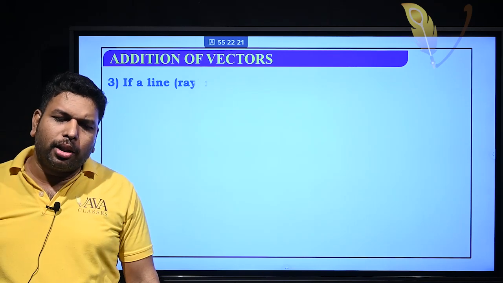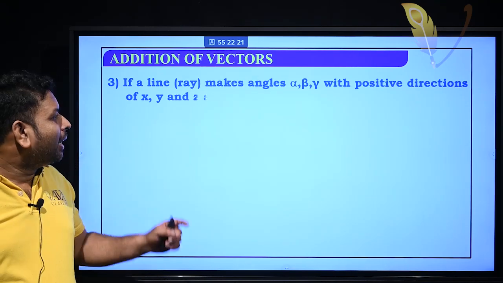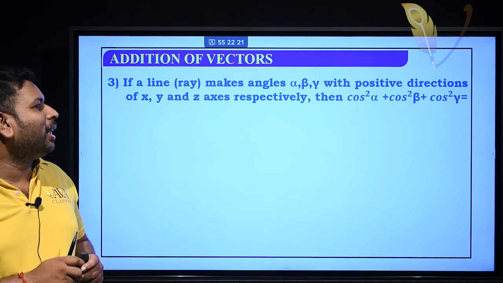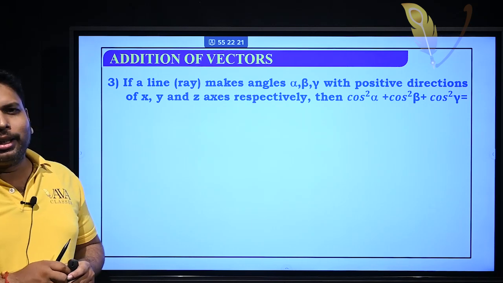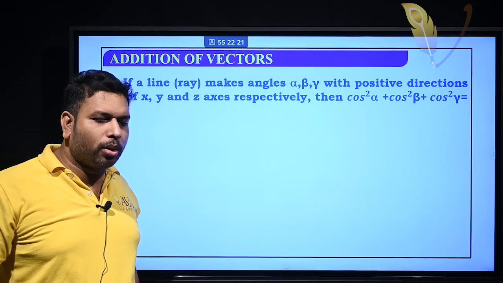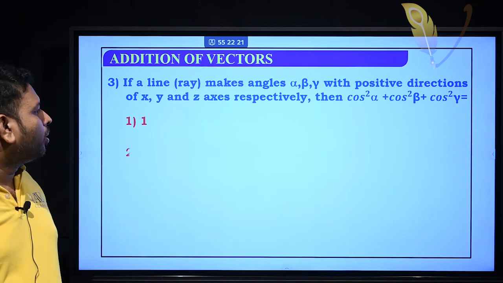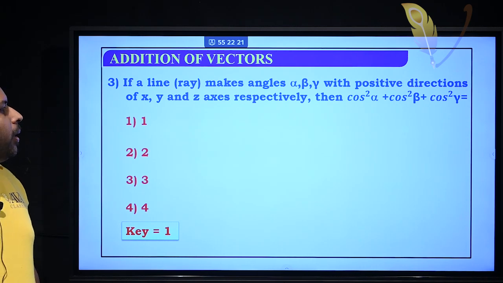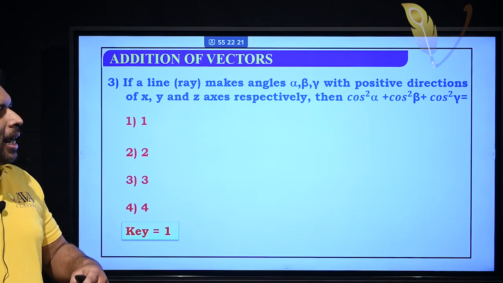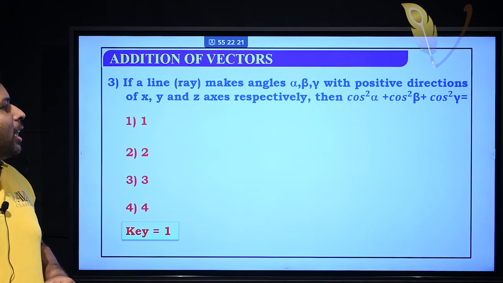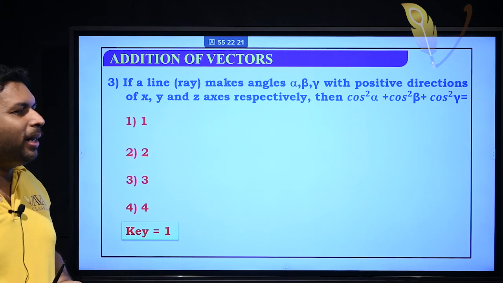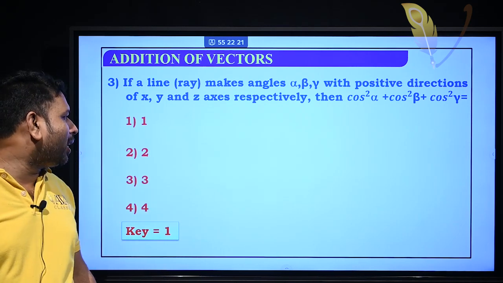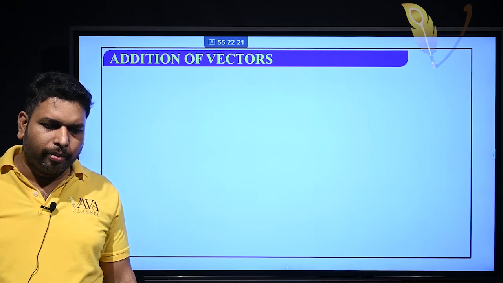Now question number 3. If a line ray makes angles alpha, beta, gamma with positive direction of x, y and z axis respectively, then cos square alpha plus cos square beta plus cos square gamma equal to, these are the options. If alpha, beta, gamma are the angles with positive direction of x, y and z axis respectively, then cos square alpha plus cos square beta plus cos square gamma equal to 1. So first option is the right option, students.